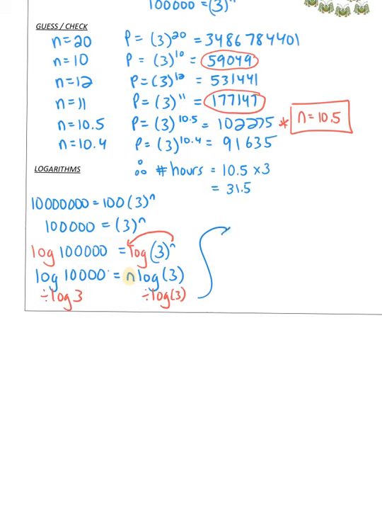So what you get is log 100,000, I think I dropped a 0 there, divided by log 3, and that is equal to n. Now this you can do in your calculator, and you enter as log 100,000, the divide sign, log 3. And again, you get 10.5 is equal to n.